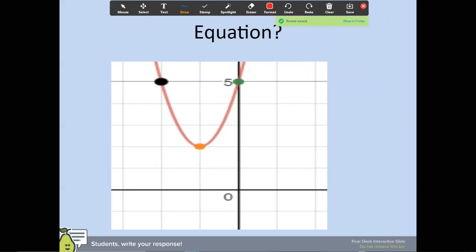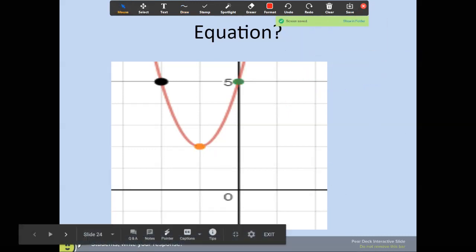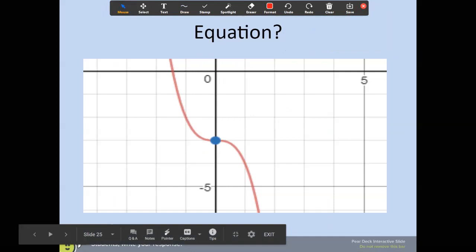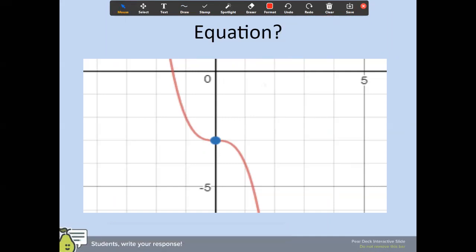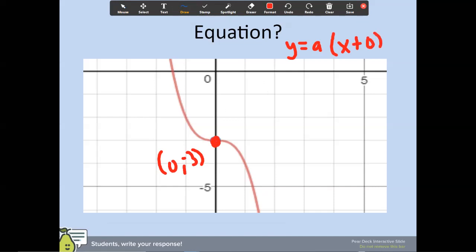Okay, next problem. On the next one, again, an equation. So y is equal to a, and we want to look at our inflection point. Here's our inflection point, or our locator point, and this is 0 comma negative 3. So I'm going to have x plus 0 cubed minus 3. I really don't need that x plus 0 cubed, so let me clean that up. It's an x cubed minus 3 because the graph's just being moved down 3. Nothing's happening to my x.